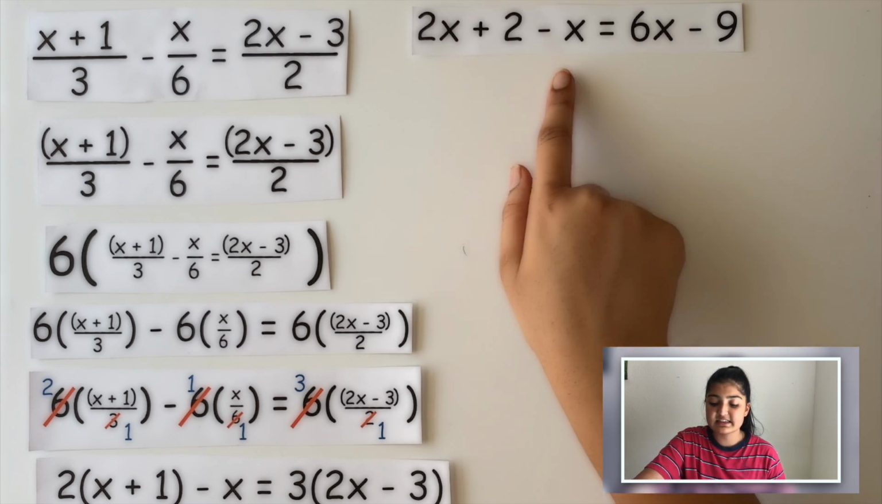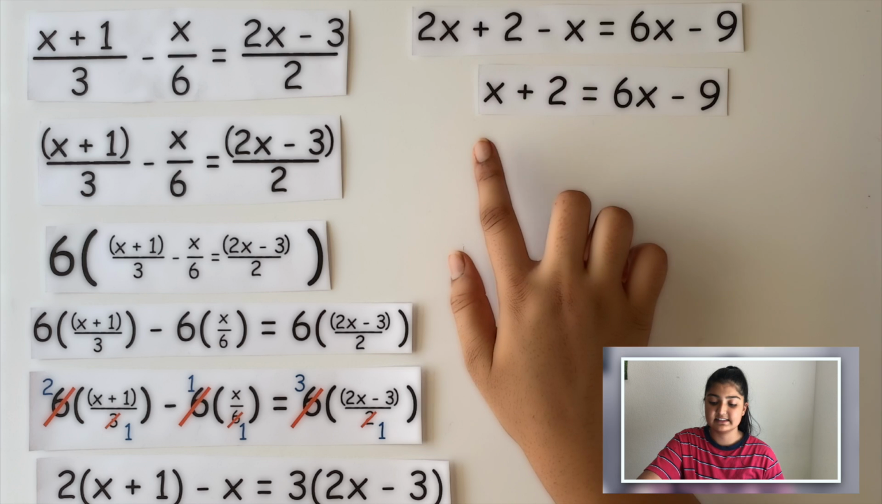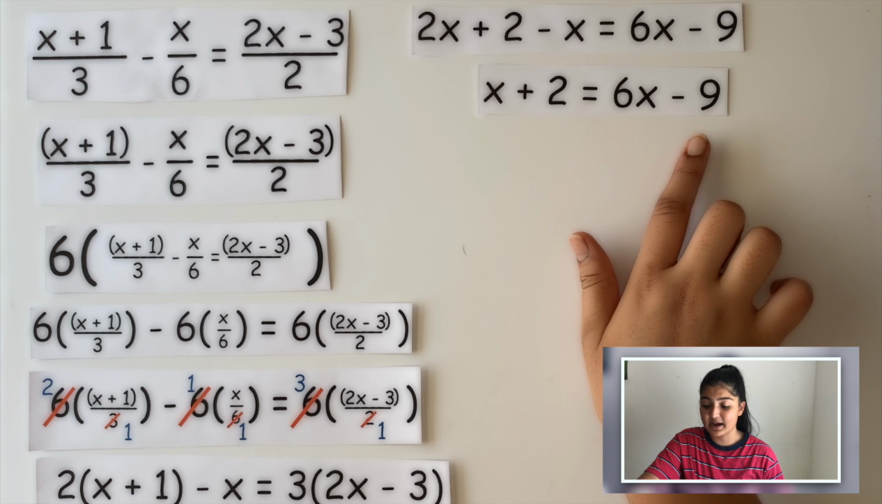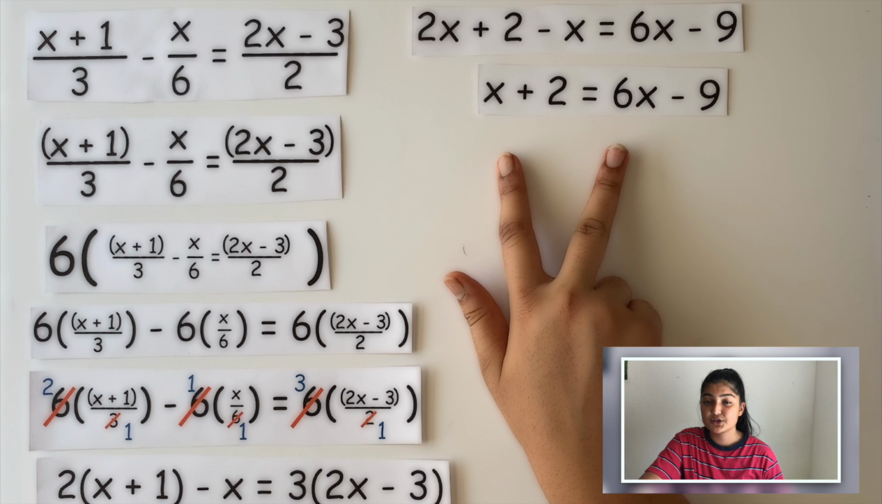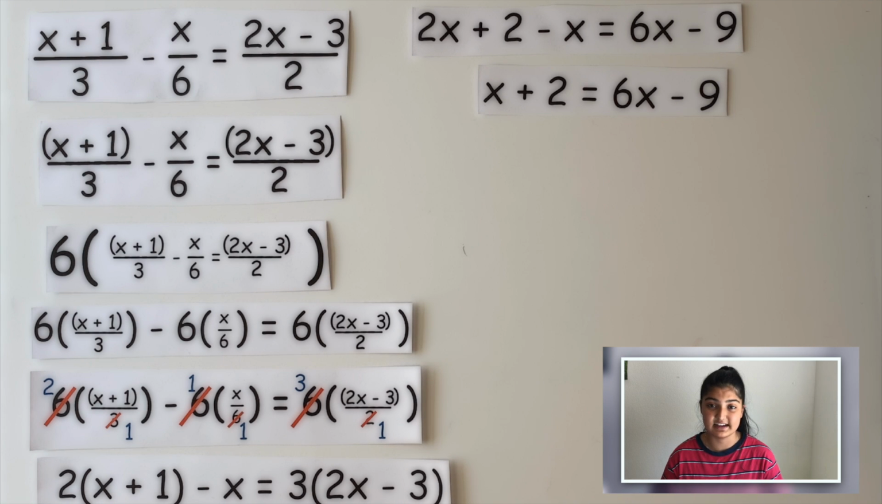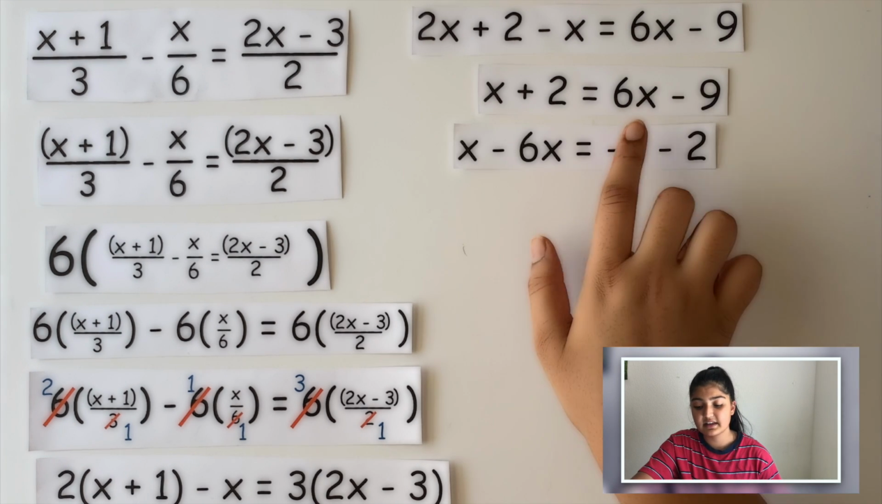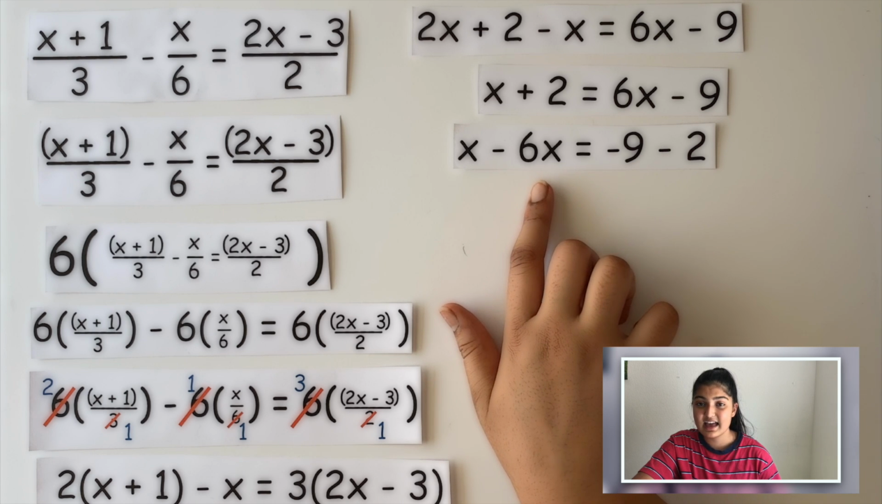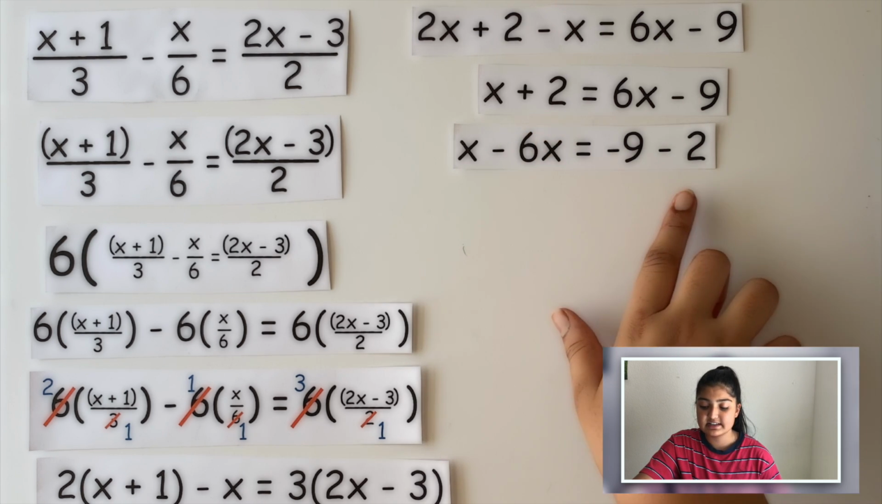Now, let's simplify the left side of this equation. 2x minus x is x, plus 2 is equal to 6x minus 9. Now, let's bring these variables to one side of the equation and take the constants to the other side of the equation. So, I can bring 6x to this side of the equation, where it will become negative 6x. And I can take positive 2 to this side of the equation, where it will become negative 2.